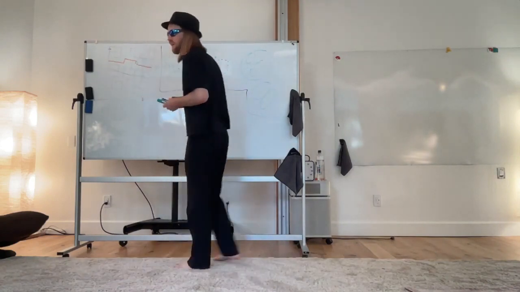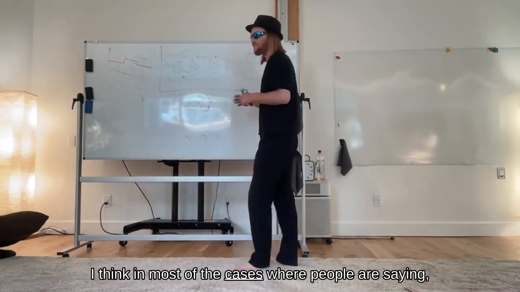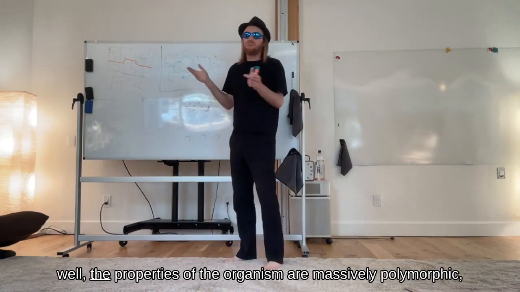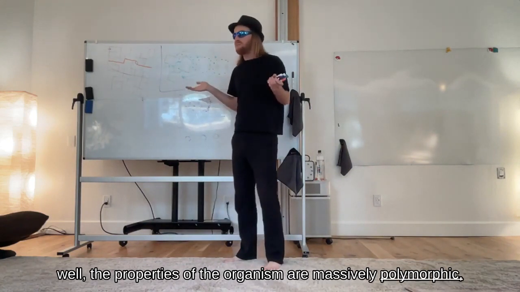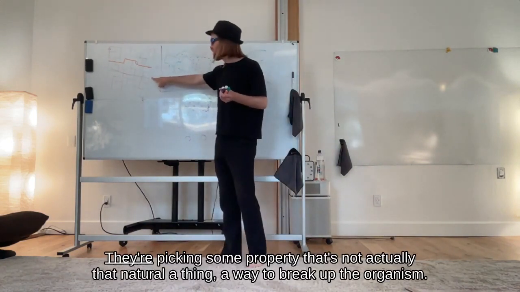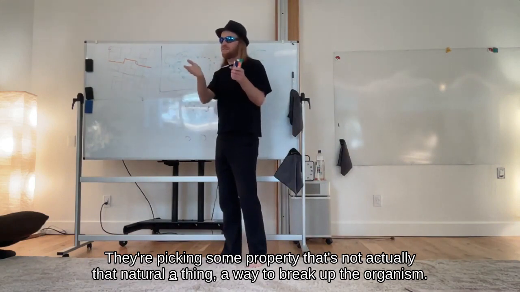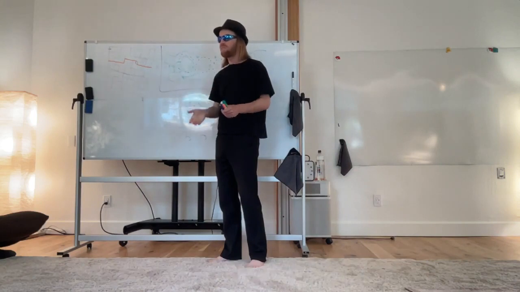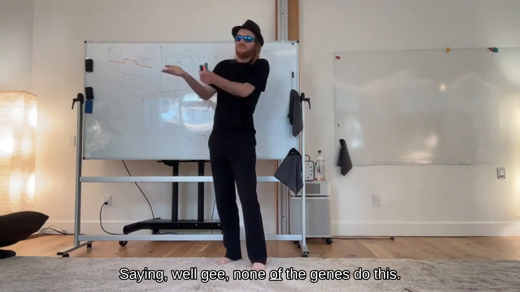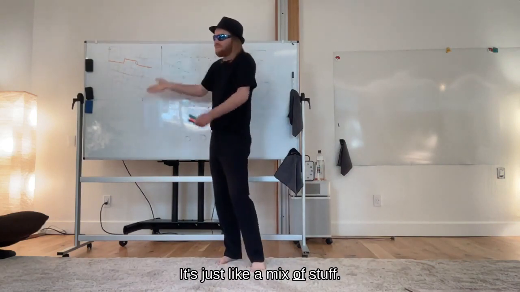I think in most of the cases where people are saying, well, the properties of the organism are massively polymorphic, what they're doing is this. They're picking some property that's not actually that natural a way to break up the organism, saying, well, gee, none of the genes do this. It's just a mix of stuff.